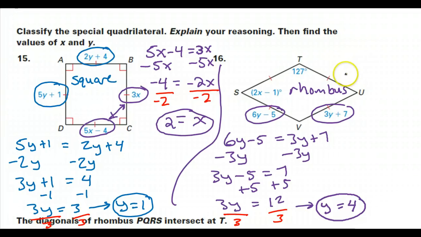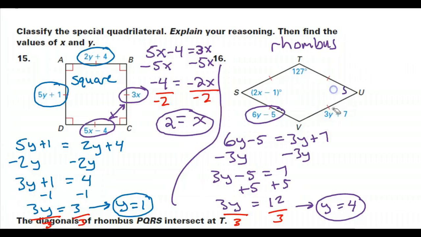Alright, so there's the value of y. Now, the value of x, okay, let me just get this out of the way. This is a rhombus, so there's going to be symmetry. If this is 127, then this is going to be 127 degrees. Whoops, why did I put a 5?